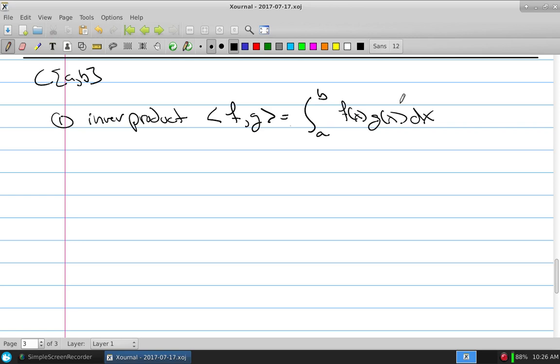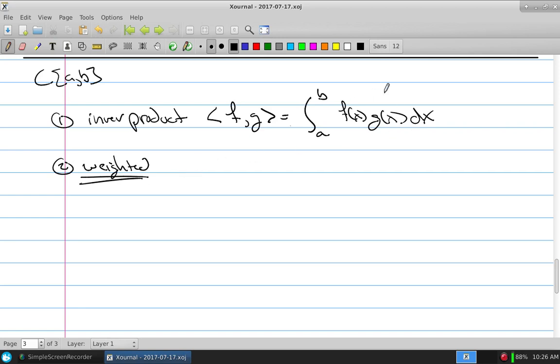And f of x, g of x is the same thing as g of x, f of x. What's the harder one? The alpha of f of x plus beta g of x, times z. But that's just a property of the definite integral. We could also take a weighted version. But now, how many weights do I need?